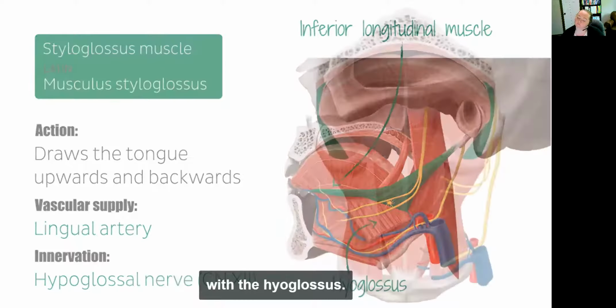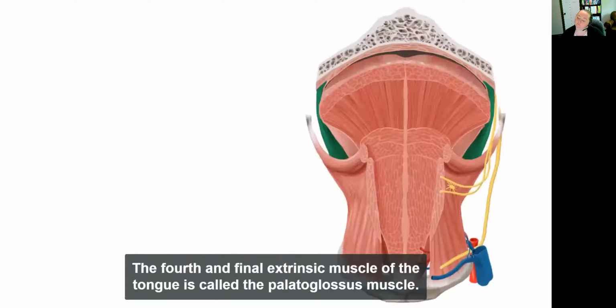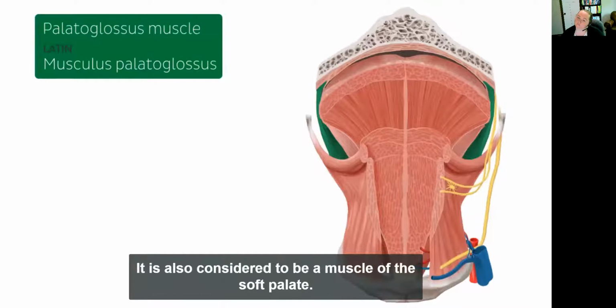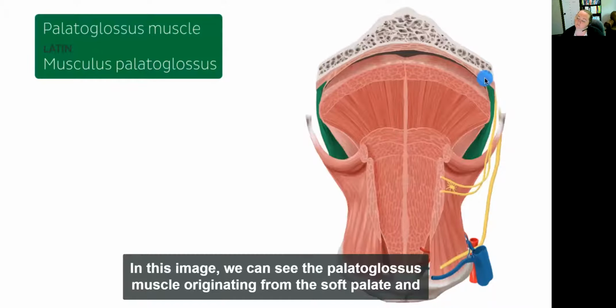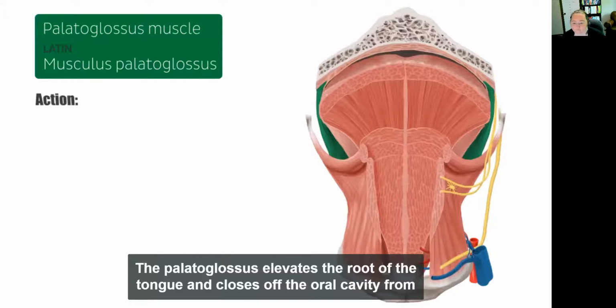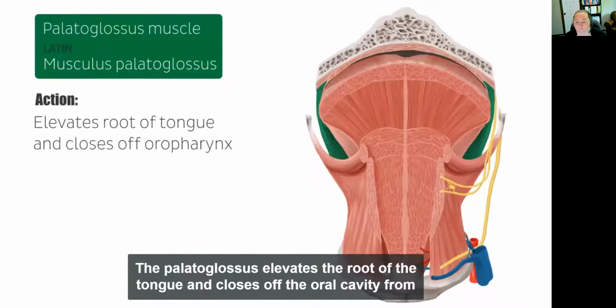The fourth and final extrinsic muscle of the tongue is called the palatoglossus muscle. It is also considered to be a muscle of the soft palate. In this image, we can see the palatoglossus muscle originating from the soft palate and continuing downwards to insert into the side of the tongue. The palatoglossus elevates the root of the tongue and closes off the oral cavity from the oral pharynx.